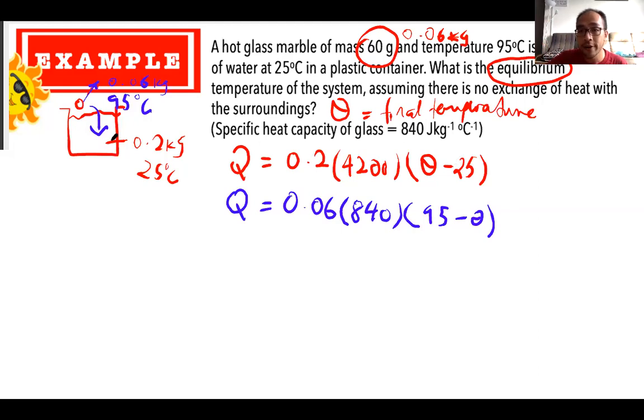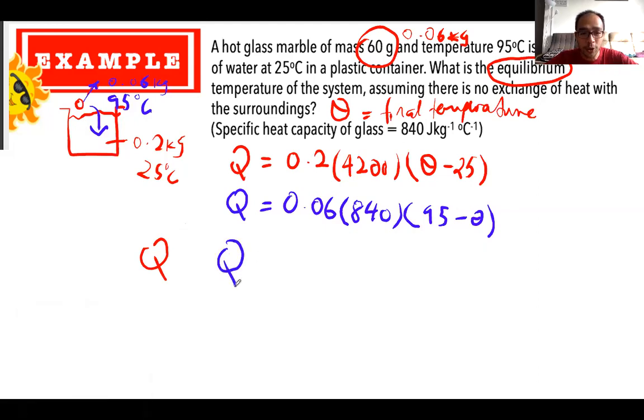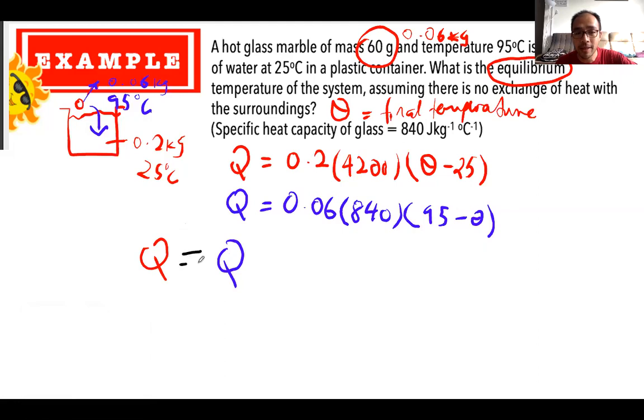For the case of the water, red color, the higher temperature is the final temperature or the equilibrium temperature. For the case of the glass marble, the higher one, it started out as 95 and it's going to decrease. So we put it as 95 minus the equilibrium temperature. Now, when this involves equilibrium temperature, the thing that we need to remember is, in equilibrium status, the red color Q and the blue color Q, I'm going to change now to black, must be the same.